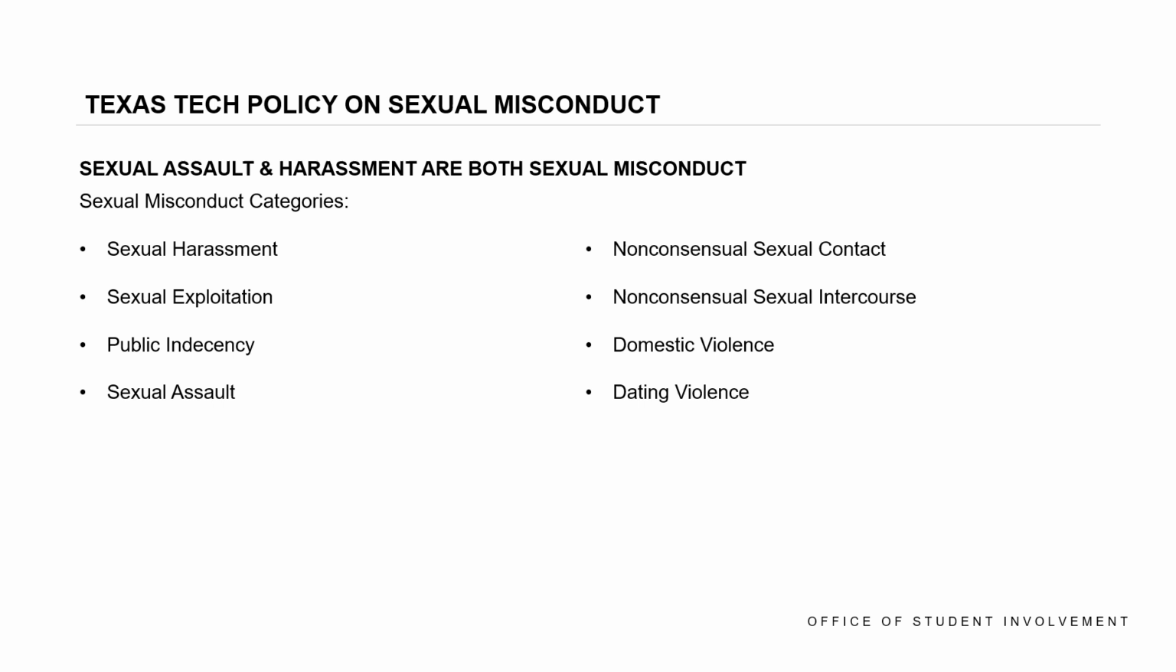Our third category is public indecency, which is engaging in private or sexual acts in a publicly viewable location, such that it is offensive to accepted standards of decency, for example, public urination or public sex acts. Sexual assault, now our last category, can fall into two subcategories.